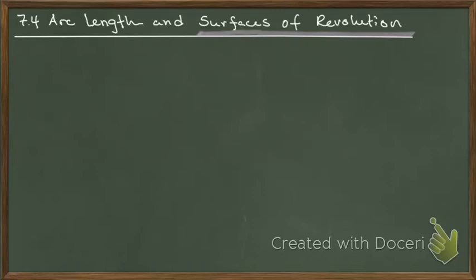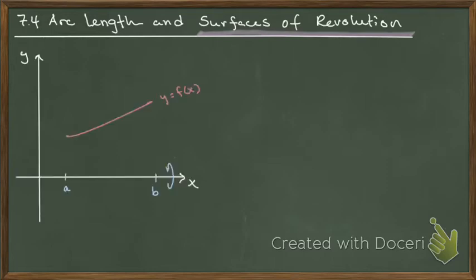In this second part of the section, we take a look at surfaces of revolution, basically taking an arc length and rotating it about an axis. Okay, so let's look at a little picture here. Say I've got a function f of x that I'm going to take and rotate around the x-axis in between x equals a and x equals b. Okay, so what happens when I do that?